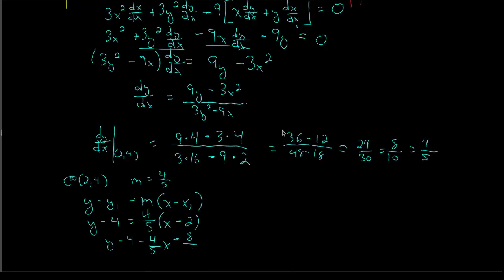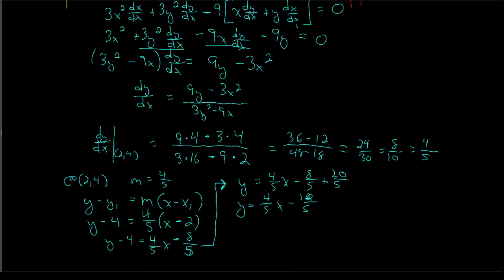You guys can give me a little side eye when I do bad mental math because I'm not running to the calculator. 4/5 times -2 is -8/5. And in class I always tell you, check my calculations. I do these in my head. Now I'm going to add 4 to each side. That looks much more reasonable. Let's see, 4/5 is 20/5. And so we have the tangent line.